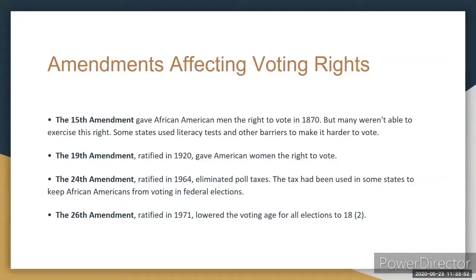The 19th Amendment, ratified in 1920, gave American women the right to vote. Obviously, some of those same barriers applied as they did in the 15th Amendment. The 24th Amendment, ratified in '64, eliminated poll taxes. The tax had been used in some states also to keep African Americans from voting in federal elections. The 26th Amendment, ratified in '71, lowered the voting age for all elections to 18.